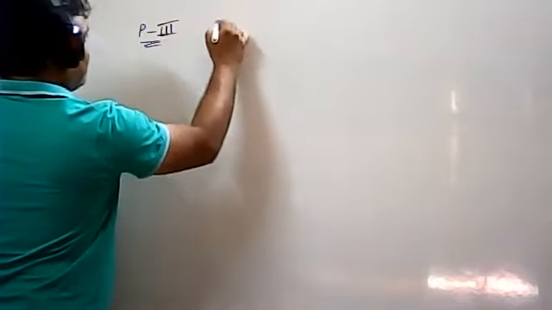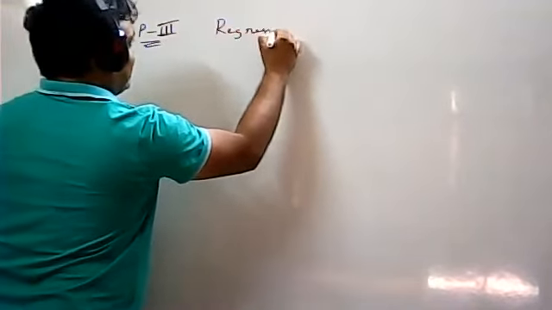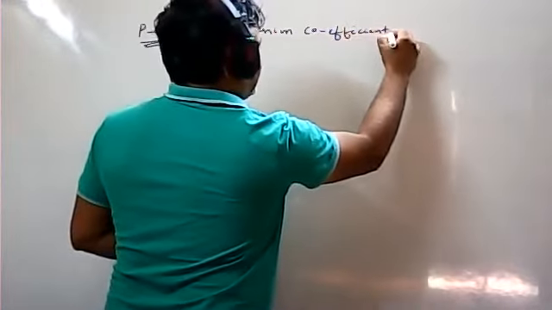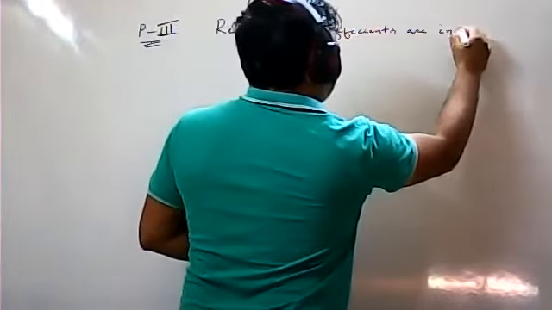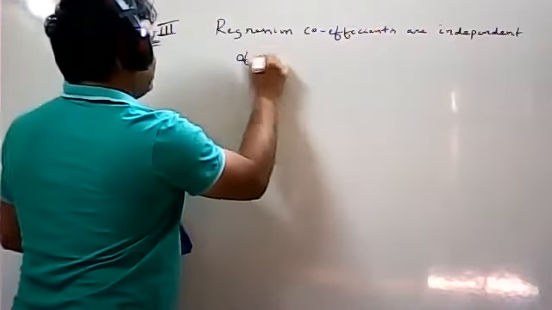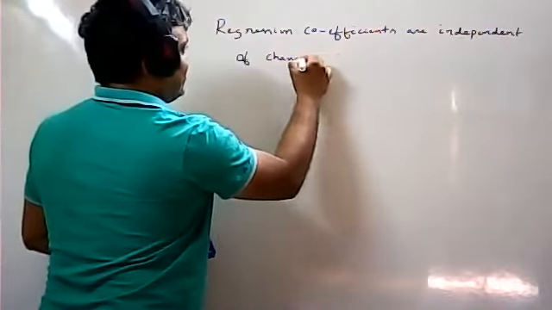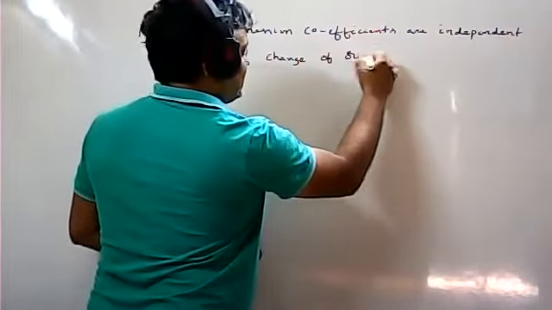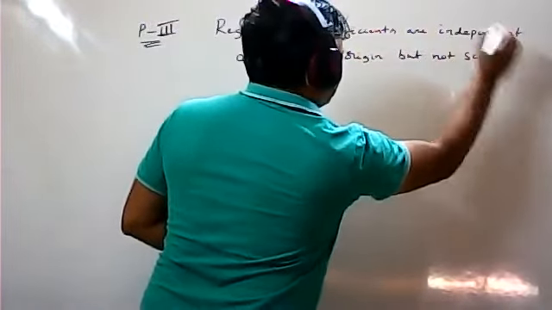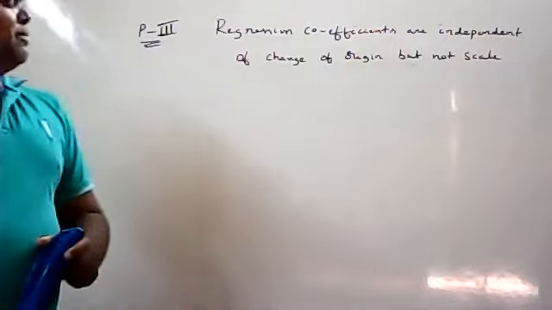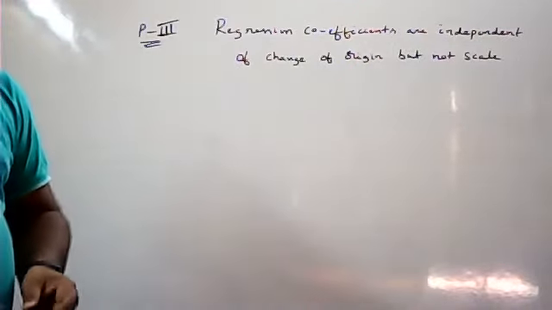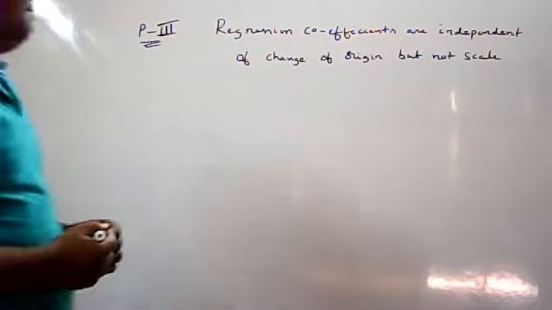The statement is: regression coefficients are independent of change of origin, but not scale. So property number 3. What is property number 3? Regression coefficients are independent of change of origin, but not scale.